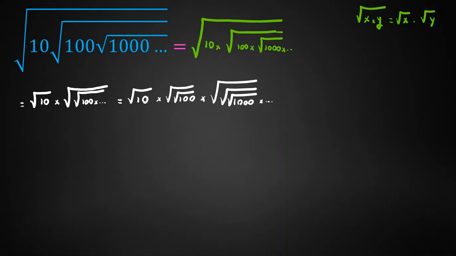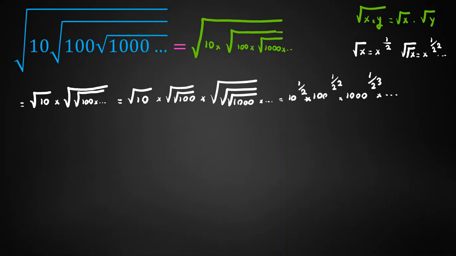And another rule that we have is, for example, square root of x is x to the power of 1 over 2, square root of x is x to the power of 1 over 2 squared, and so on. So it will be 10 to the power of 1 over 2 times 100 to the power of 1 over 2 squared times 1000 to the power of 1 over 2 cubed, and so on.